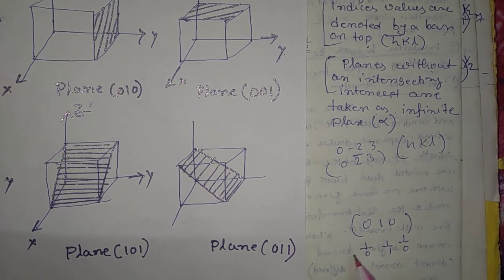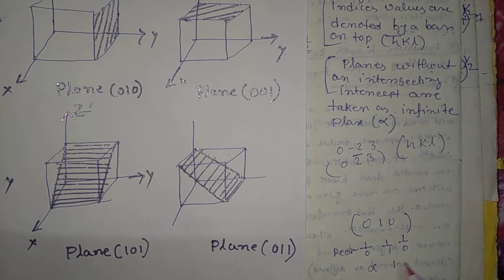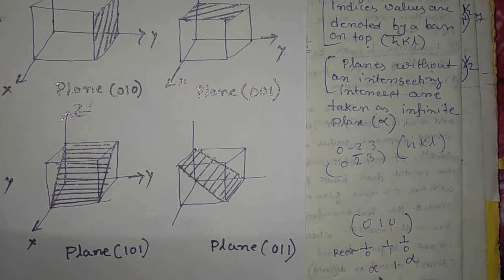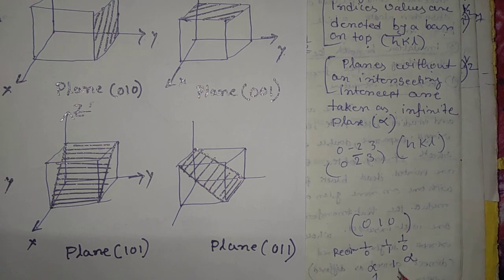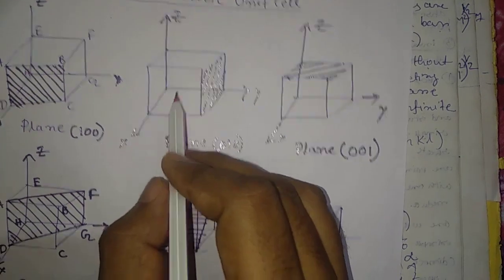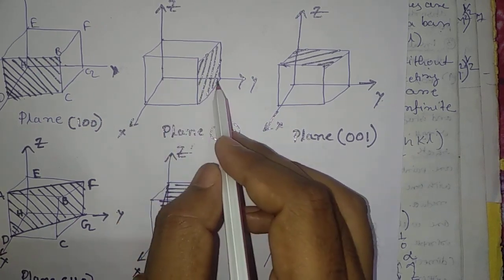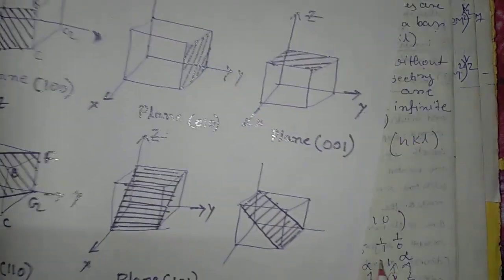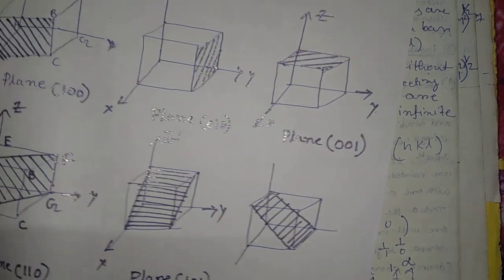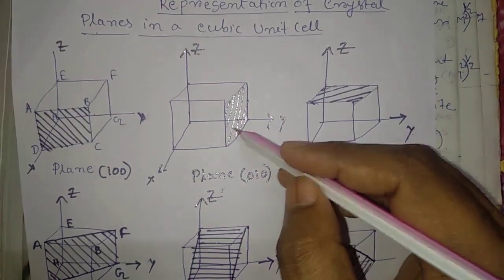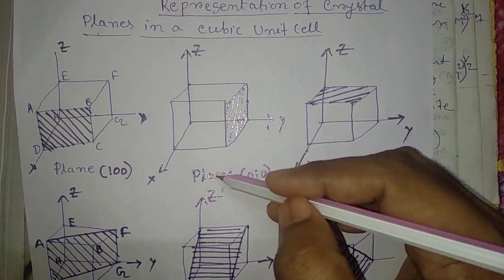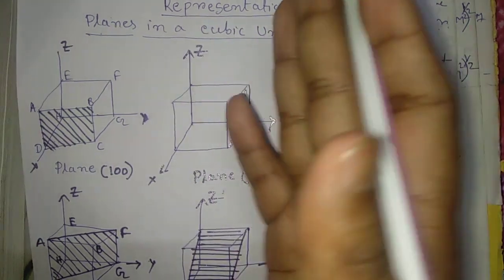So 1 by 0 means infinity, so these are the reciprocals: infinity, 1, infinity. Basically the x intercept is infinity, the y intercept is at 1, and the z intercept is infinity. In the xyz axes, the y direction is this direction, so y is 1 here, and x and z are infinity. So this will be the plane.